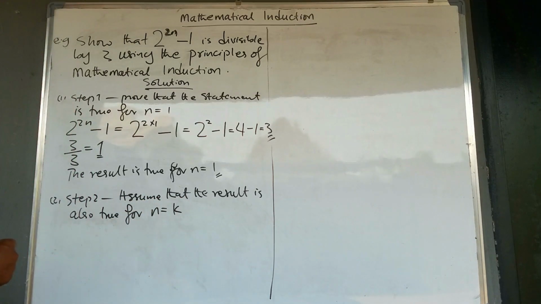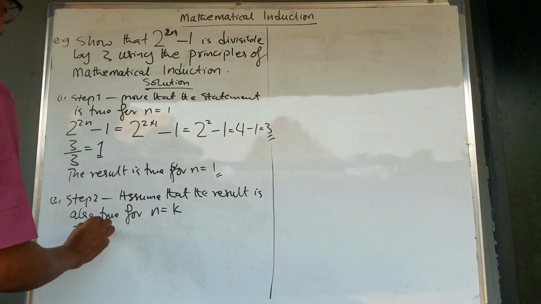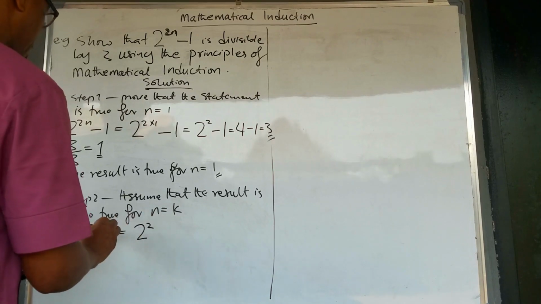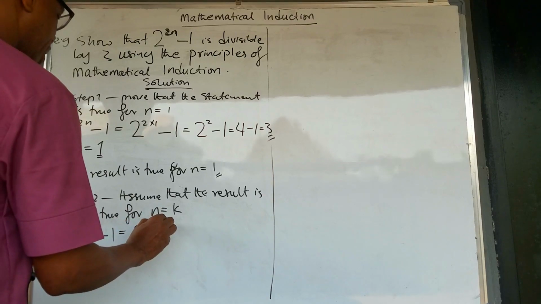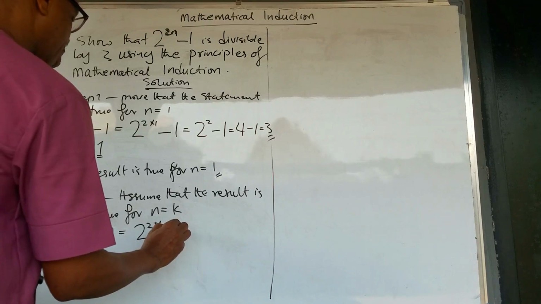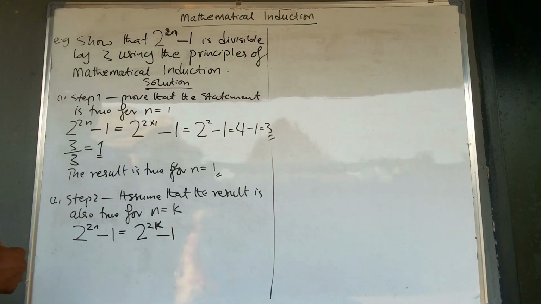So what does that imply? It implies that I will now substitute 2 raised to the power 2n minus 1, which is the same thing as 2 raised to the power 2, I substitute n with letter k, minus 1. Then we say that it's divisible by 3.